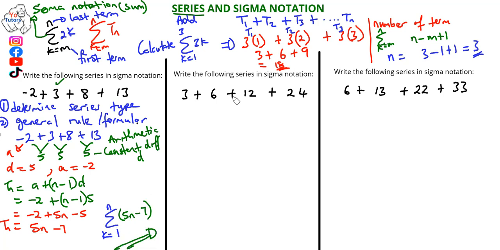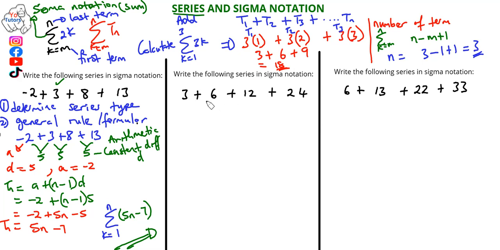That's our final answer. Now let's move on to the next question, which is to write the following series in sigma notation. What do we do now? We need to determine the general term for the series first. 6 minus 3 is going to give us 3, but 12 minus 6 is going to give us 6. In this case, you can see that it's not giving us a constant difference. So it's not an arithmetic series.